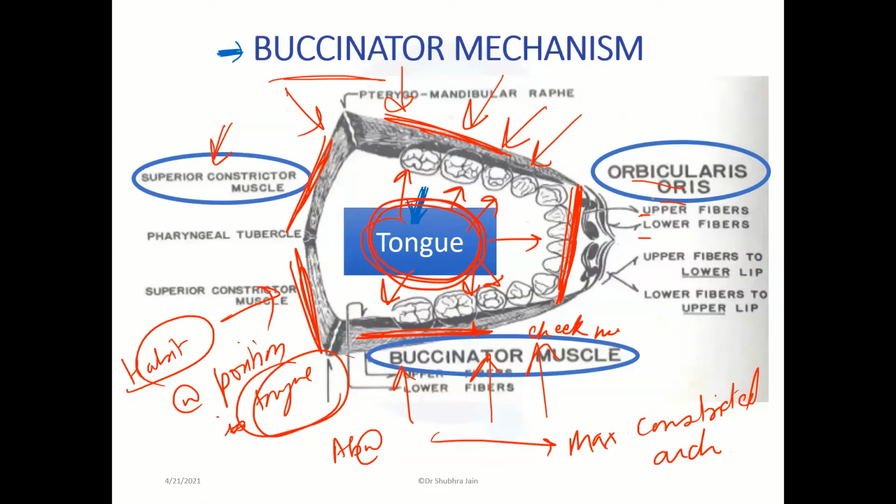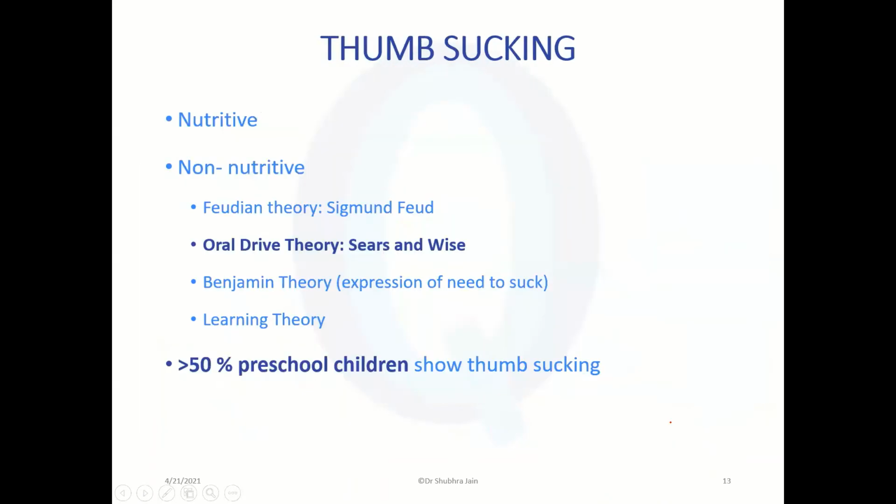Do you understand that when the tongue position is abnormal, it leads to imbalance in the buccinator mechanism? All these muscles, the buccinator muscles and lip muscles, but most importantly the buccinator muscle, push the maxilla inside, and it leads to a maxillary constricted arch.